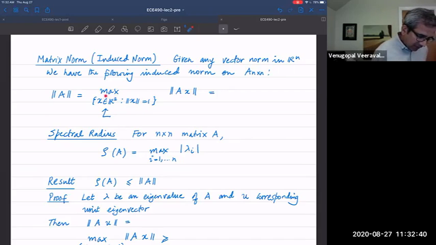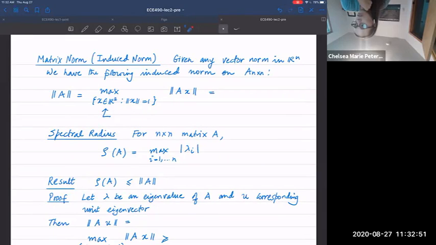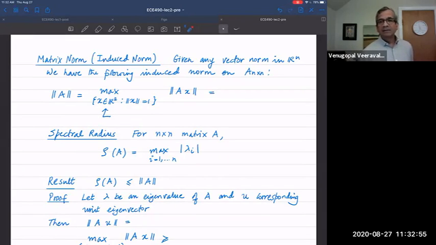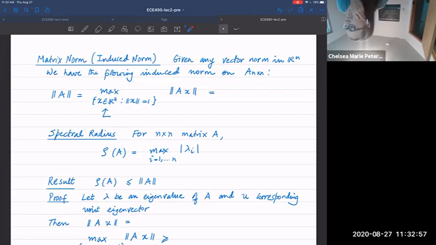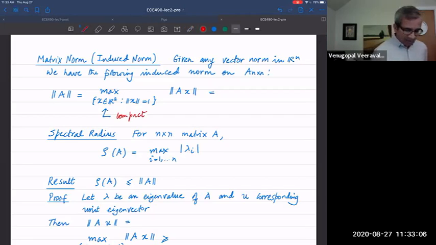Okay. So this set here, what kind of set is this? The set of all x's such that the norm of x is 1. Circle? Yeah. It's a compact set, right? It's a compact set. And so this max is going to be achieved.